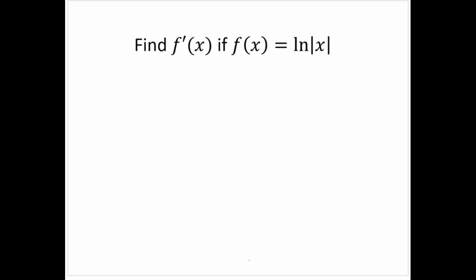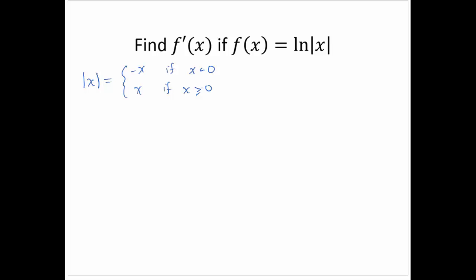Find f prime of x if f of x is the natural log of the absolute value of x. Alright, now remember, absolute value we can think of as a piecewise defined function. The absolute value of x is x if x is positive, but it's equal to its opposite if x is negative. And I guess I could really say, or greater than or equal to 0.